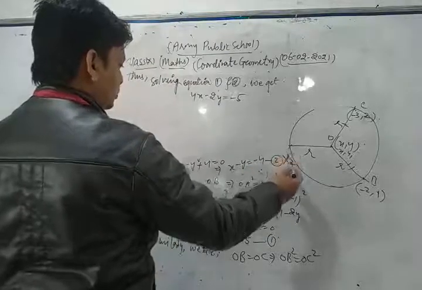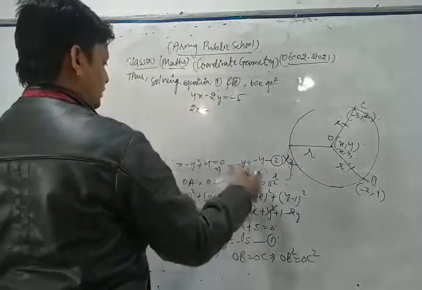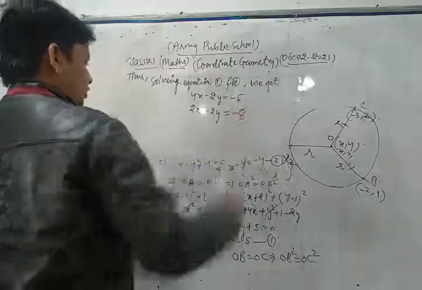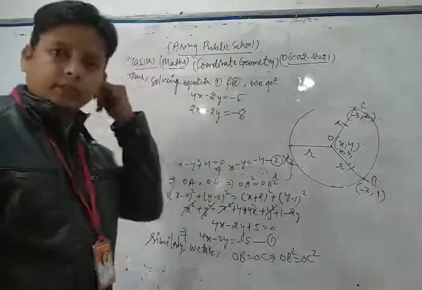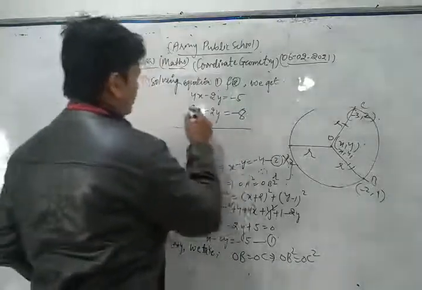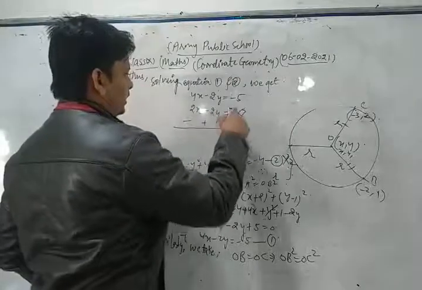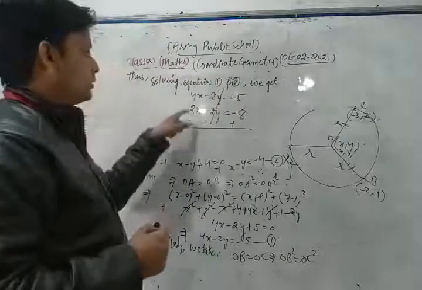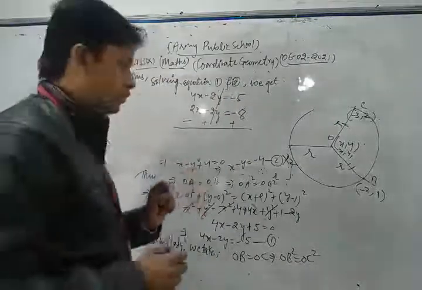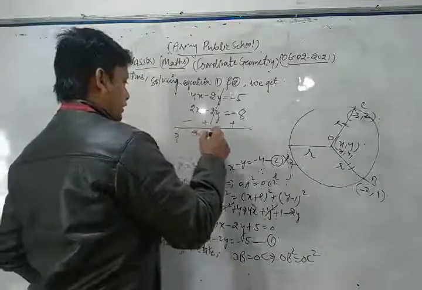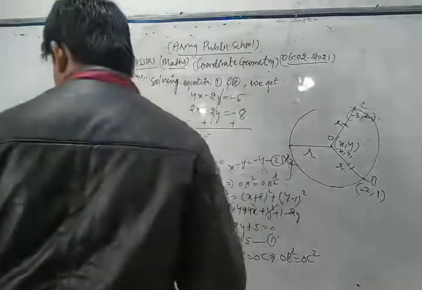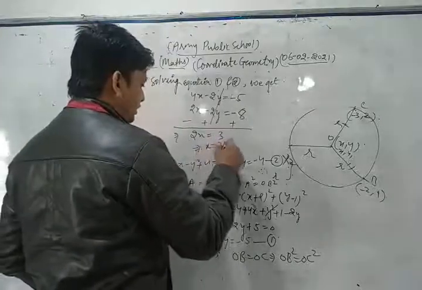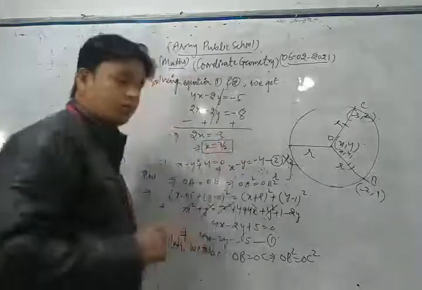Now we just simplify them. Plus minus, minus plus. The minus 2y and plus 2y cancel each other. Now we get 4x minus 2x, which is only 2x left here, equal to plus 8 minus 5, that is plus 3. So the value of x is 3 by 2.